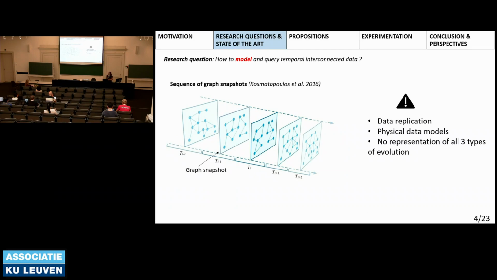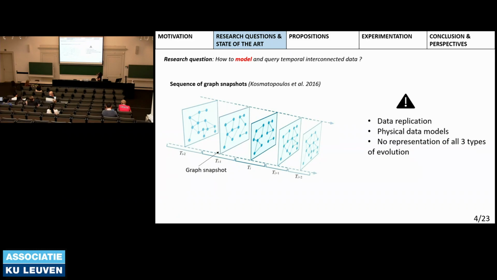So to answer our research question, first we studied the modeling of temporal interconnected data in the literature. The property graph we saw earlier cannot represent the evolution of interconnected data because it does not include the time dimension. In the literature, the classic modeling approach to capture changes in graph data is to capture the snapshot of an entire graph at a regular time interval, as we can see on this left figure. This is called the sequence of graph snapshots.